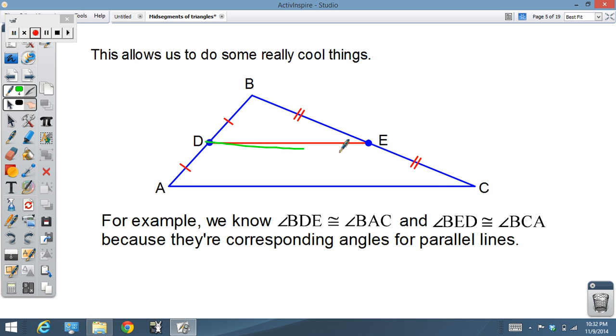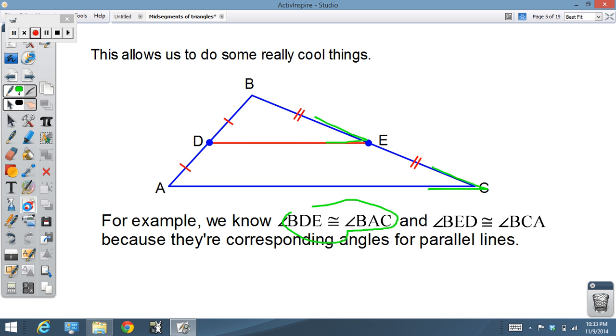Since we have parallel lines cut by a transversal, we know these two angles must be congruent because they're corresponding angles. Same with the parallel lines over here, cut by this transversal. We know these angles must be congruent because they are also corresponding angles. So angles BDE and BAC are congruent, and BED and BCA also have to be congruent.